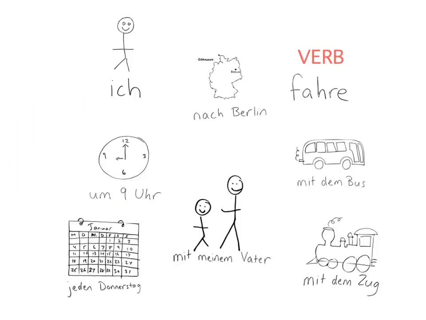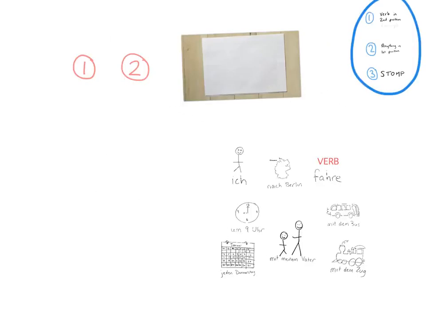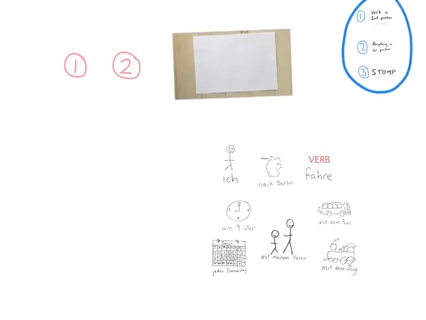Here's a little collection of sentence parts to use. Let's start with something simple and say, I'm going to Berlin. So we need these 3 sections. So to our first rule, the verb always goes in second position. Here is the verb fahren. Here it is going into second position.